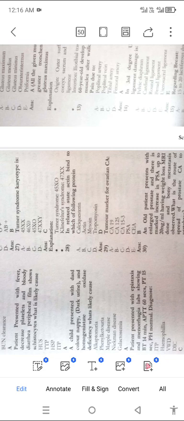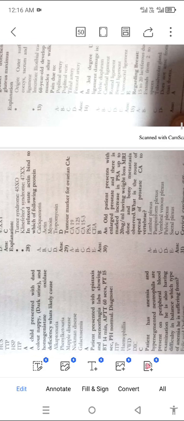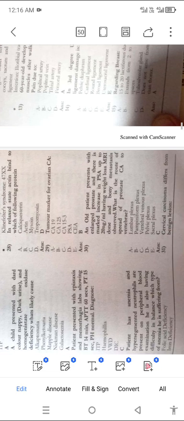In the relaxed state, actin binds to which of the following proteins? That is tropomyosin. The tumor marker for ovarian cancer is CA125. An old patient presents with an enlarged prostate and marked rise in PSA. MRI done and bone metastasis observed. Which is the route of spread of prostate cancer to the vertebra? That would be the vertebral venous plexus.